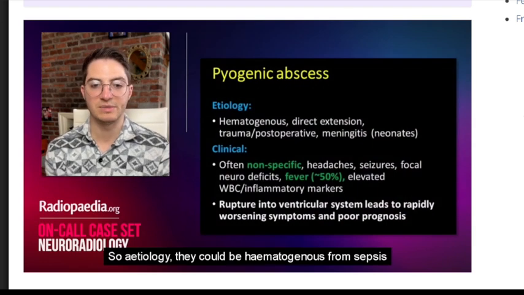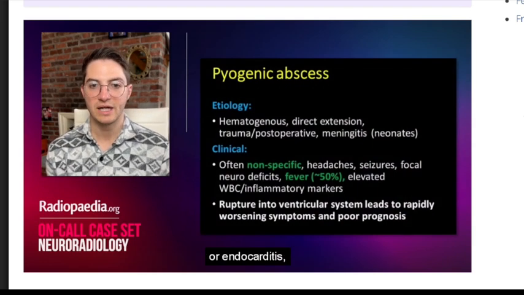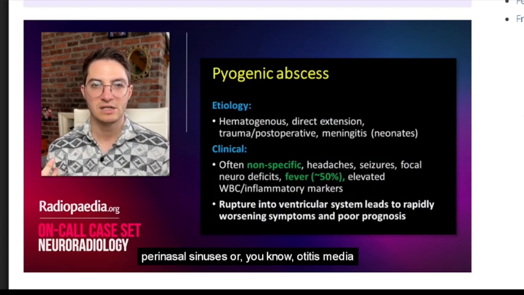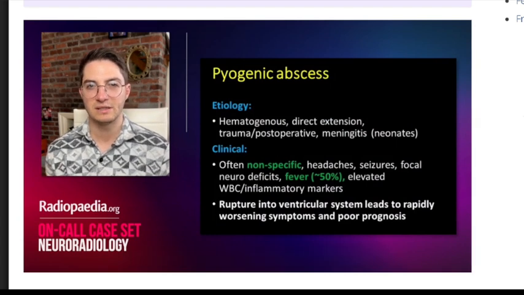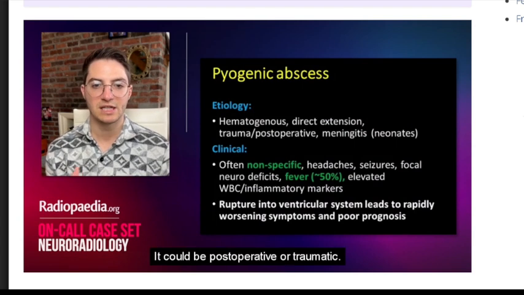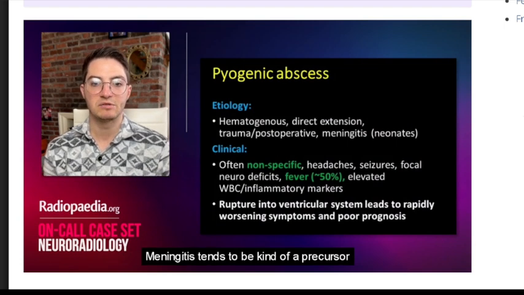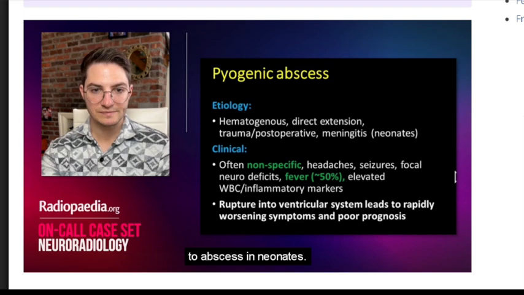So etiology, they could be hematogenous from sepsis or endocarditis. It could be direct extension, usually from the paranasal sinuses, or otitis media or mastoiditis, something like that. It could be postoperative or traumatic. And then in neonates, another big one is meningitis. Meningitis tends to be a kind of a precursor to abscess in neonates.